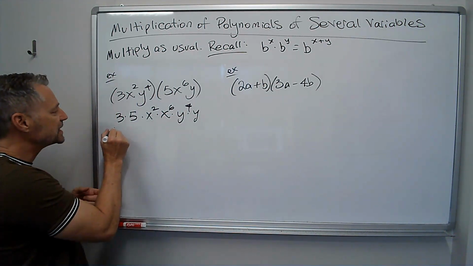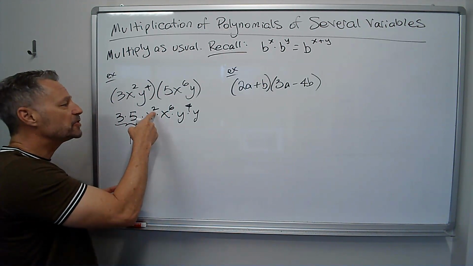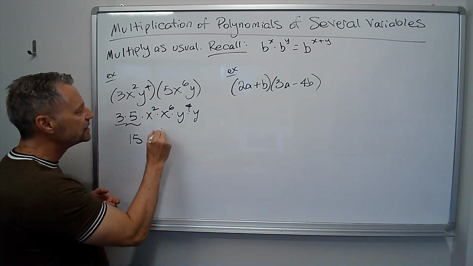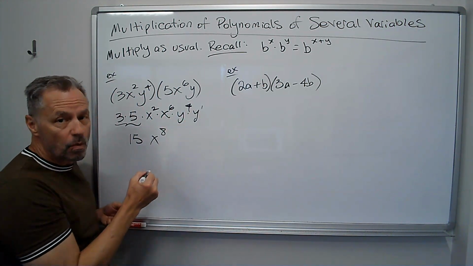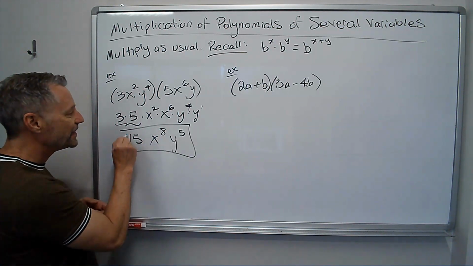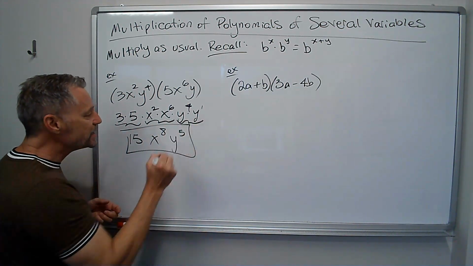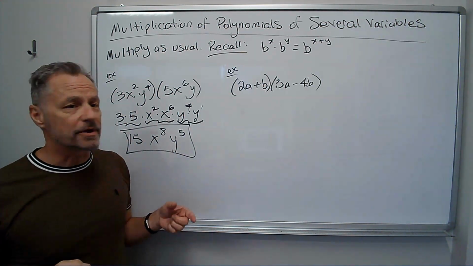Let's multiply those together. I know here we get a 15. Here, remember, we add the exponents. 2 plus 6 is 8, so we get x to the 8th power. And here we add the exponents. That's a 1, so we add those, we get y to the 5th. That's our answer. That's all we do. Not too difficult, pretty simple, straightforward.